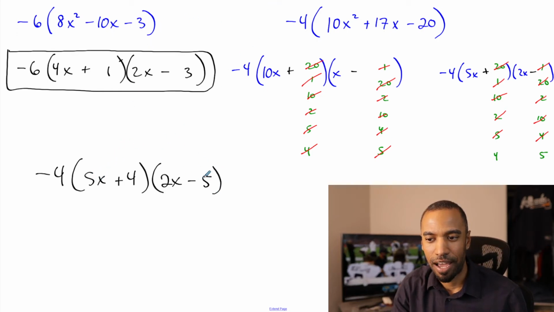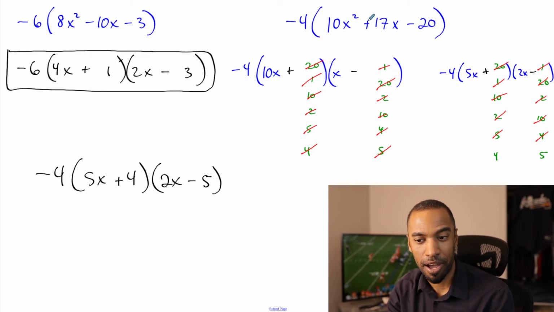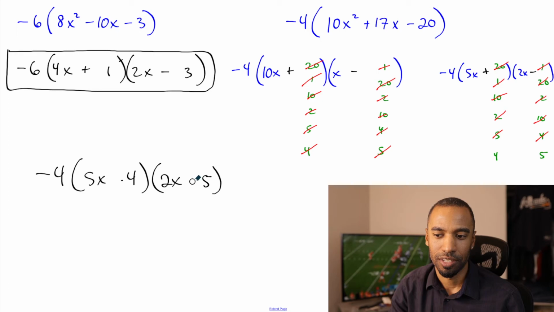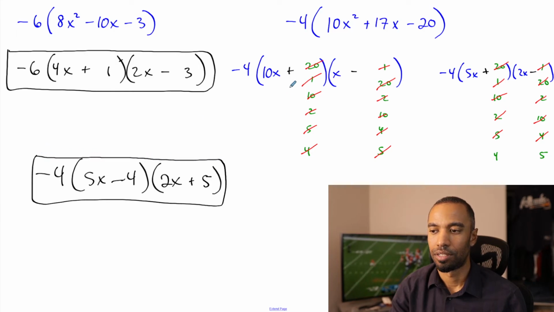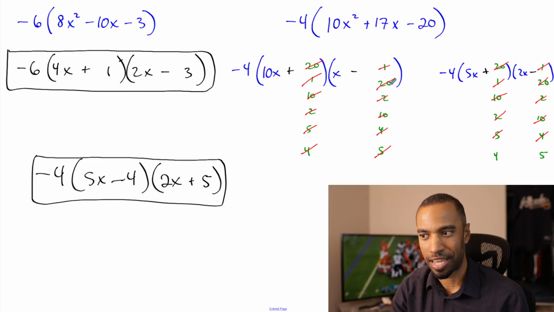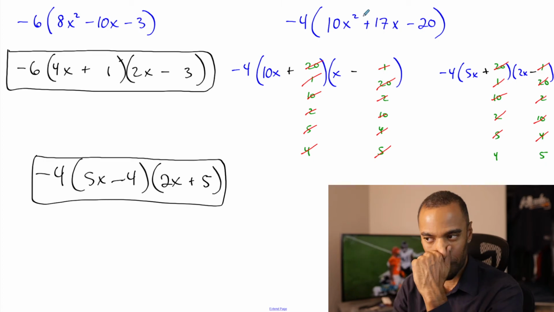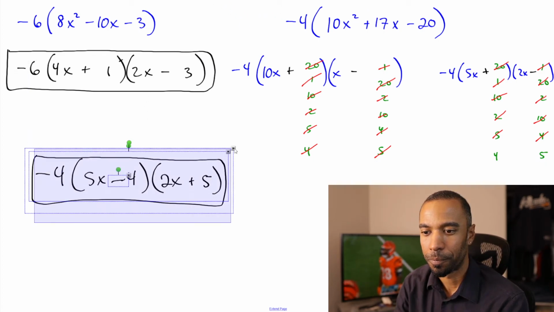5 times negative 5 is negative 25. 2 times 4 is 8. Negative 25 plus 8 is negative 17. This is a positive, so all we need to do is swap these signs. Voila. Everything else I wouldn't have ever bothered testing because of the common factor things, and 10 times 20 is just too huge to get back to 17. There is your final answer for that one.